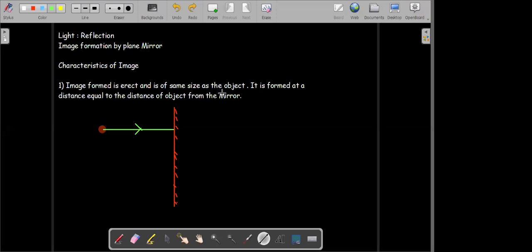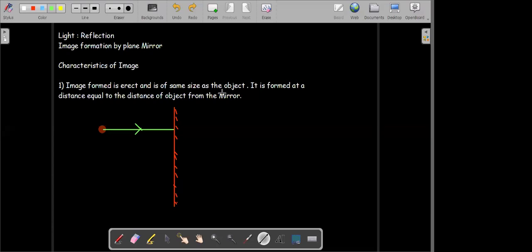90 degrees. No, it's not 90 degrees. How much? 180. No. Here the angle of incidence is 0 degree. Remember, the angle of incidence is the angle found between the normal and the incident ray. So the angle found between the normal and the incident ray is the angle of incidence.